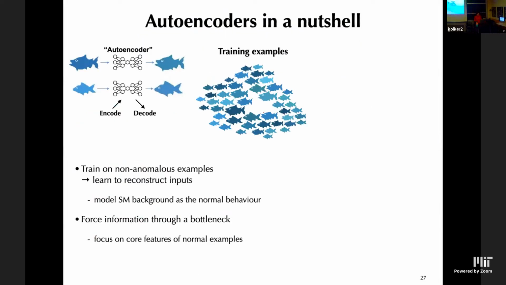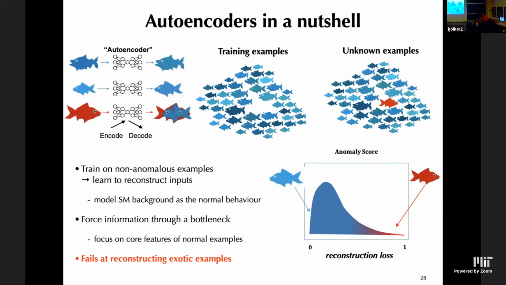I guess you are all familiar with autoencoders here, but just to recap, you want to train on non-anomalous examples, which are our background-like data, and then learn to reconstruct them. By forcing the information through a bottleneck, you focus on core features of these normal samples, such that when you test the autoencoder on unknown samples, it fails at reconstructing exotic examples, giving a high reconstruction loss. So this is the most model-independent way of training anomaly detectors, because we're not putting an assumption on the signal.